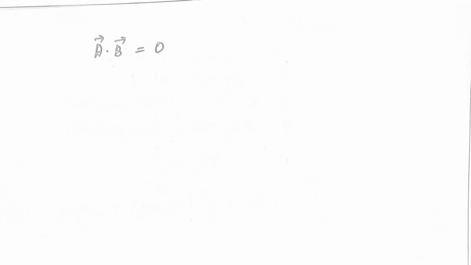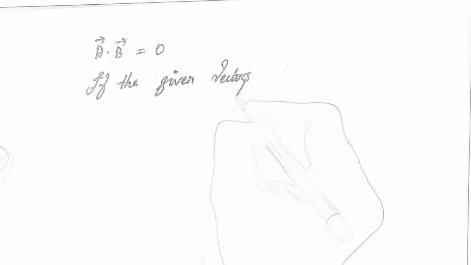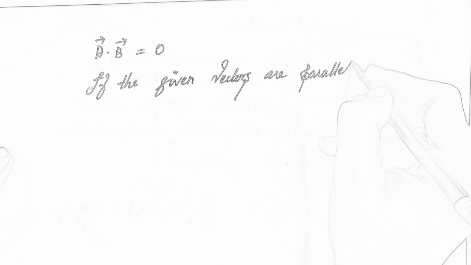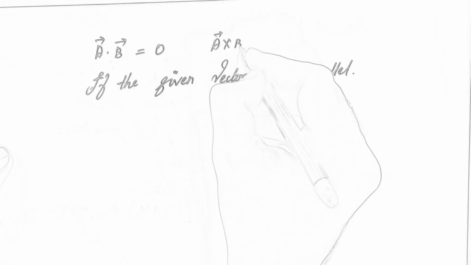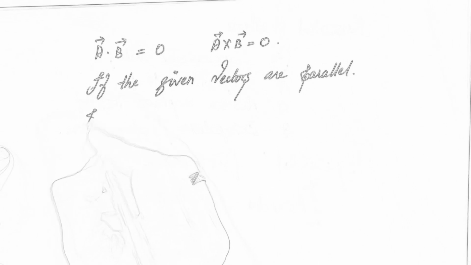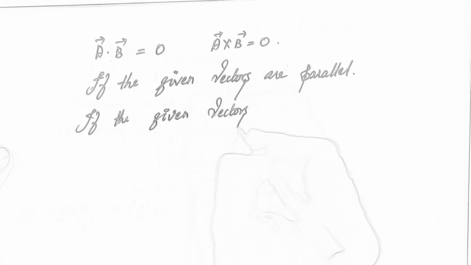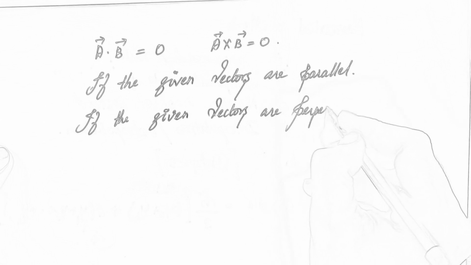Before that, we'll see one more thing, that is A vector dot B vector is equal to 0 in a certain condition. What is that condition? Let's see. If the given vectors are parallel, and before that I'll write A cross B vector is equal to 0. And one more thing, it is if the given vectors are perpendicular.